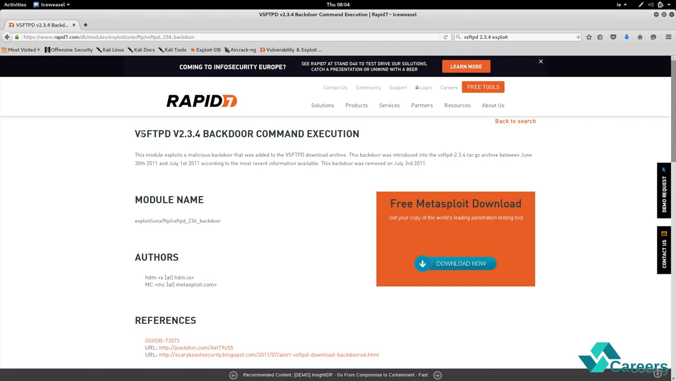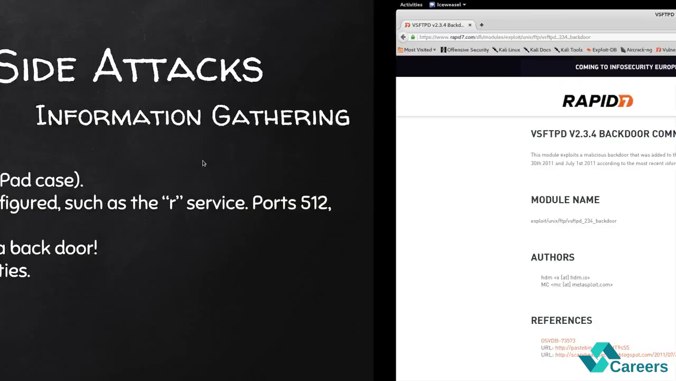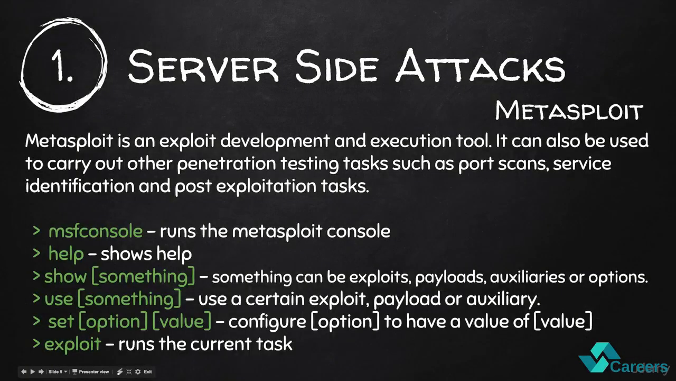And as you can see here, Rapid7 is telling us that this version of FTP has a backdoor command execution. So we can basically execute commands on the target computer if it has this program installed. And from nmap, we know that this program is installed, which means that we can execute commands on the target machine. So I'm coming back here and I'm going to go to the next slide, which talks about Metasploit.